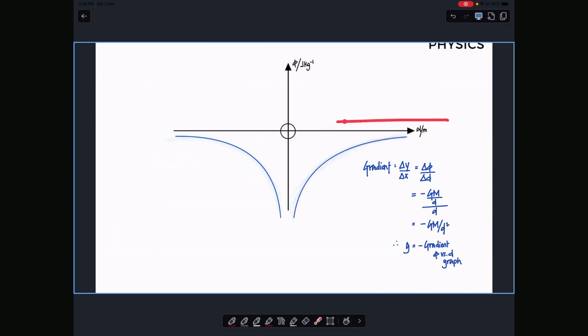As you're moving towards the surface of the planet, right? Look at the potential value decreasing, it goes down. I know the value itself is increasing, but it's a negative value that's increasing, right? So you're actually losing energy.